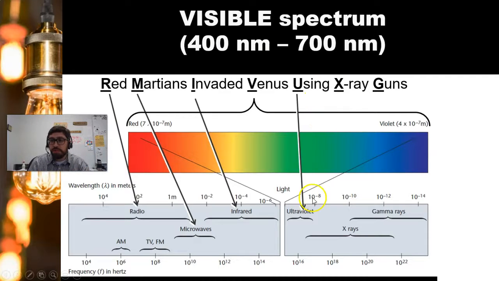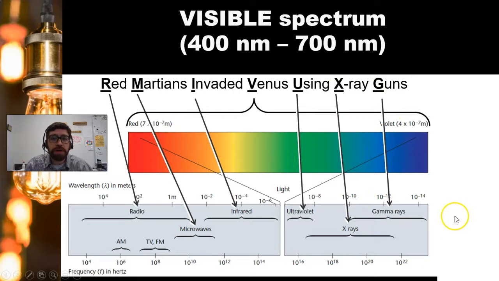U stands for ultraviolet. Ultra means above, so this is above the violet light, frequencies above violet. Infra means below, so these are frequencies below red light. X-ray, X-rays. And the G stands for gamma rays.